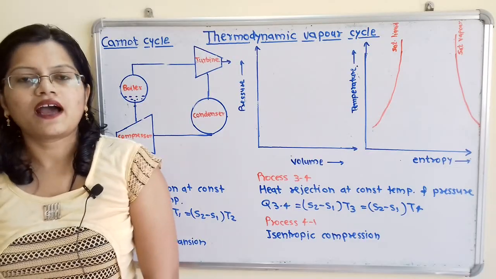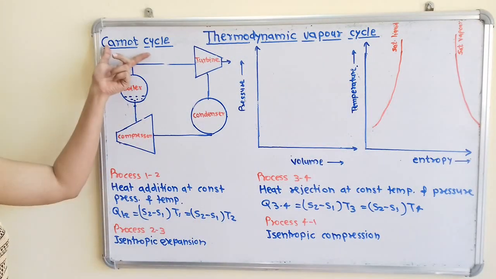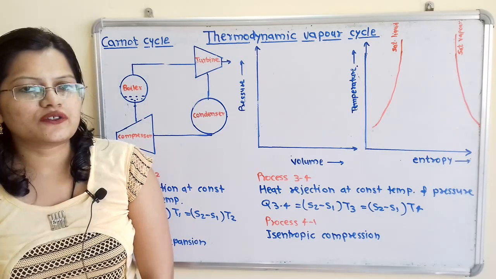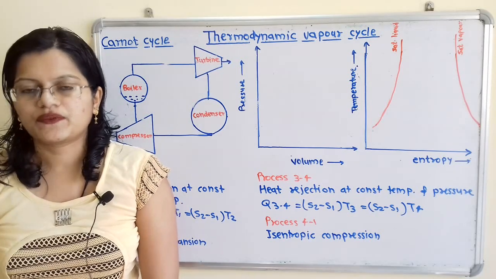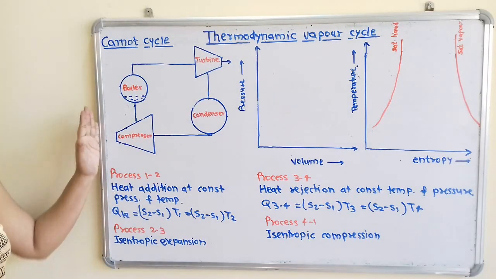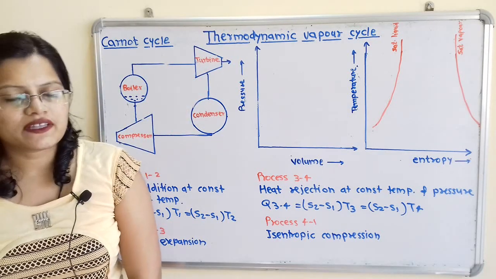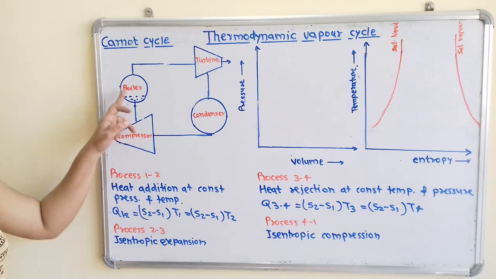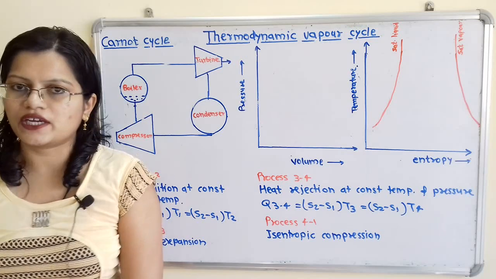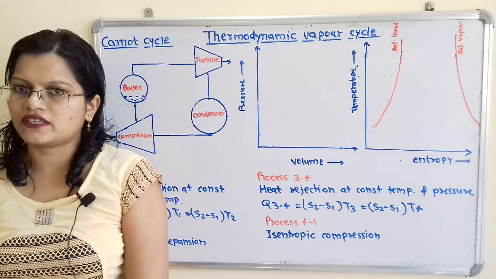Let us understand how to draw pressure, volume and temperature entropy diagram for Carnot cycle, which is thermodynamic vapor cycle, because steam is used as a working substance. If we observe the diagram of Carnot engine, there are four main components: boiler, turbine, condenser and compressor. And the working substance, that is steam, is passing through all these four components when the different processes are taking place. Now we will consider what is the initial condition of this working substance.